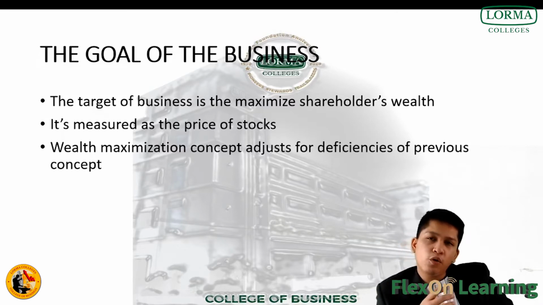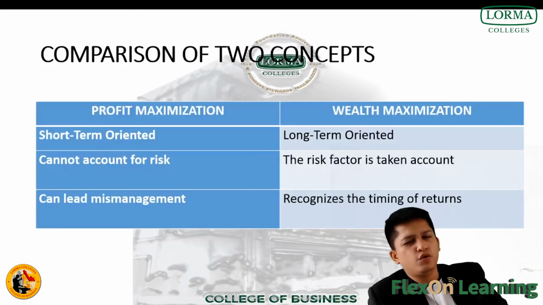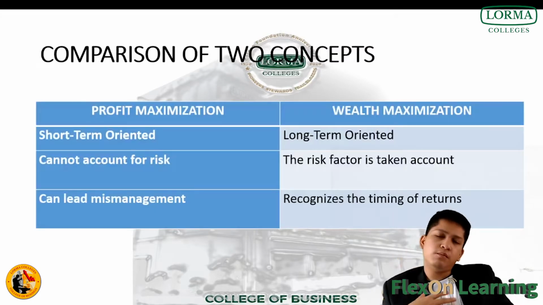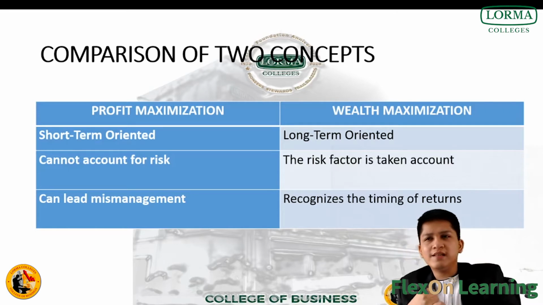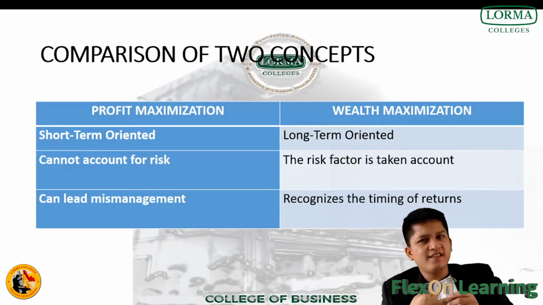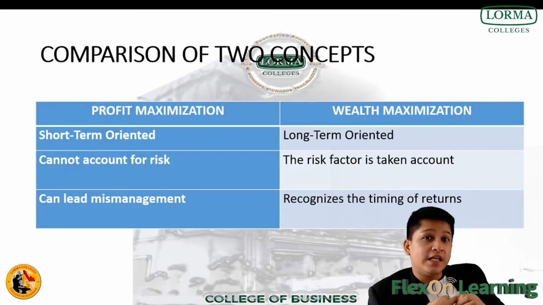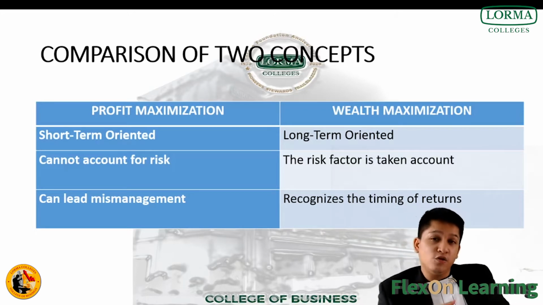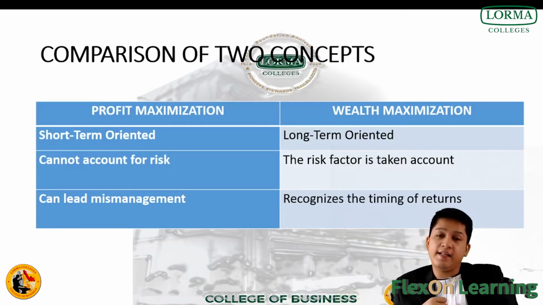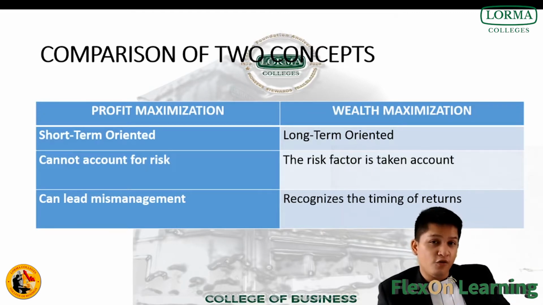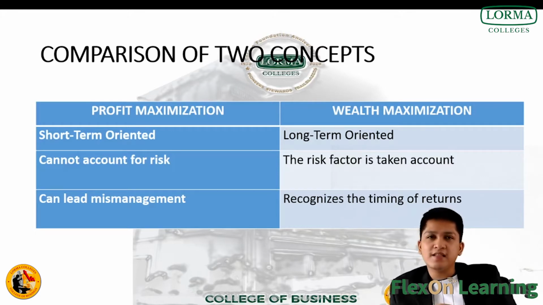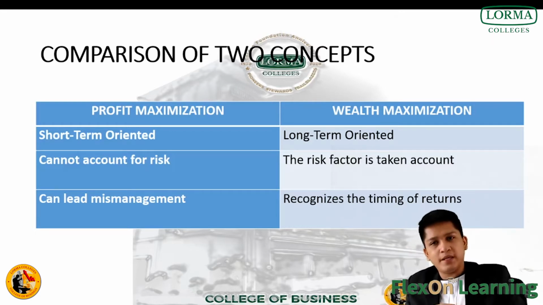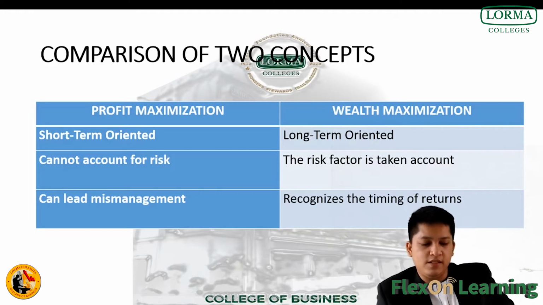So let's compare profit maximization and wealth maximization. Profit maximization is short-term oriented, it cannot account for risk, and it can lead to mismanagement. While wealth maximization is long-term oriented, the risk factor is taken into account, and lastly, it recognizes the timing of return. So it means that wealth maximization is more appealing than profit maximization.